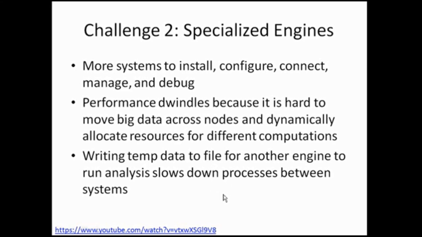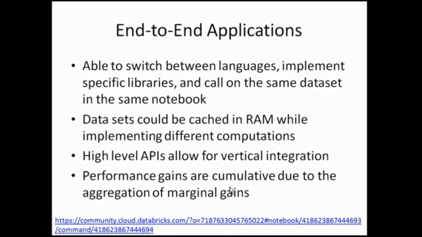And to conquer that challenge, Spark uses end-to-end applications, and it's able to switch languages, like Mu Young showed us, implement specific libraries, and call on the same data set within the same notebook. And in addition, you can cache the data set in RAM while implementing different computations. And the high-level APIs in the ecosystem allow for vertical integration, and performance gains are cumulative due to the aggregation of marginal gains in the Spark system.